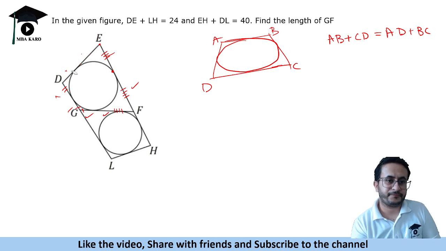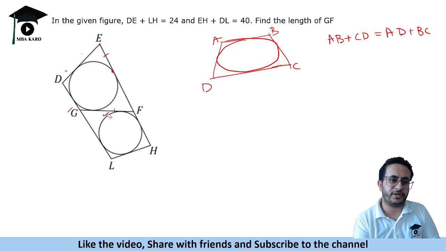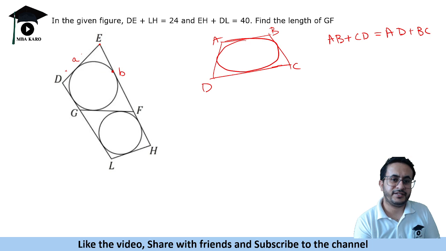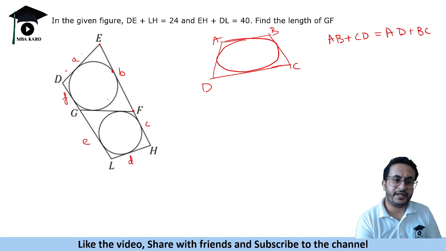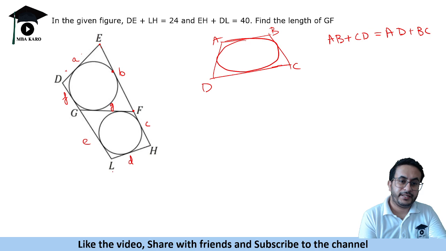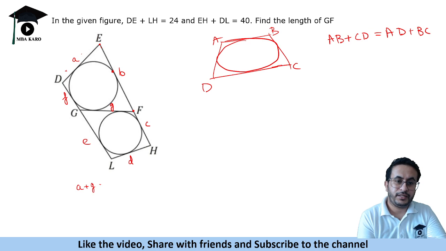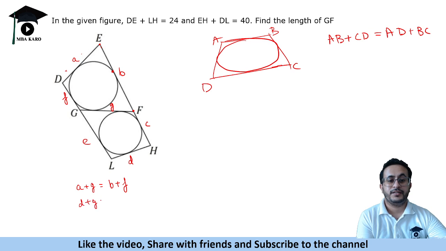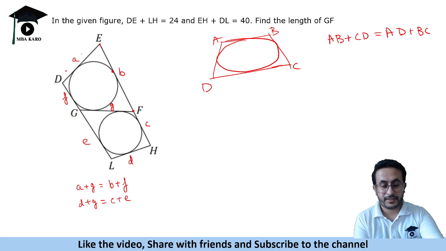Now we will do one thing. Now you know the theorem, we will apply it and name these sides. Let us call this A, let us call this B, EF is equal to B, let us call this part C, let us call this D, and let us call these F, E, F and G. So the theorem says that A plus G equals B plus F. Similarly, we have D plus G equals C plus E. So that's what we will get as the theorem.